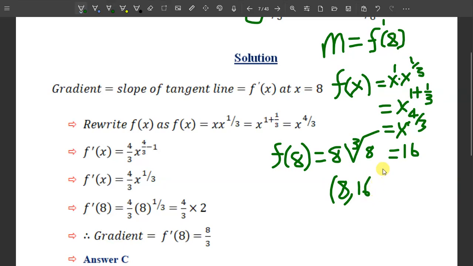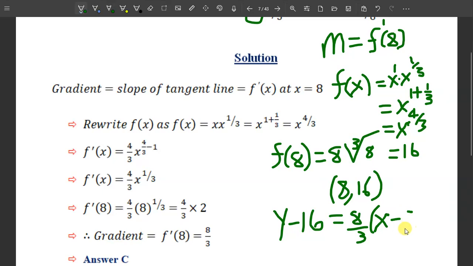will become 8, the value of x, the first coordinate, and 16, the second coordinate. Now apply the point-slope form of the equation of the line. Since we have already obtained the slope, or the gradient, of the tangent line at this point, what you have to do is take any arbitrary point (x, y), and from y subtract 16, the second coordinate, and equate it with 8 over 3, which is the slope, times x minus 8, the first coordinate.